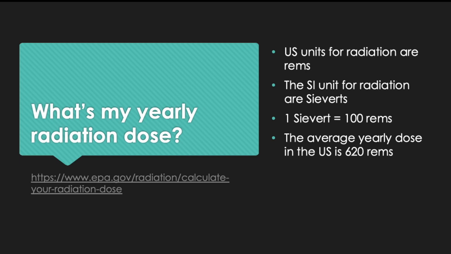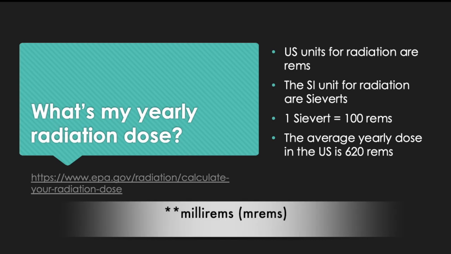So in the United States, the units used for radiation are rems. However, the SI unit for radiation is sieverts. Luckily, it's easy to convert between the two because 1 sievert is equal to 100 rems. The average yearly dose of radiation that people receive in the US is 620 millirems.